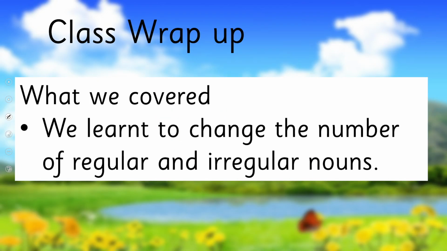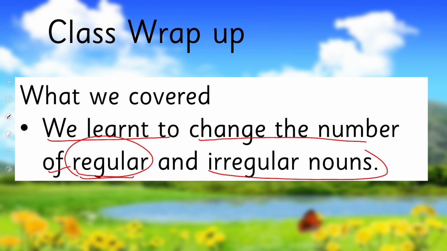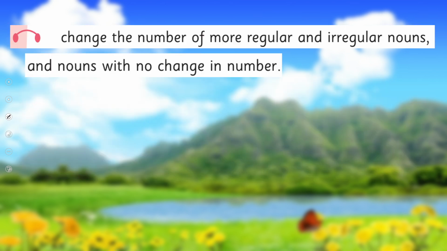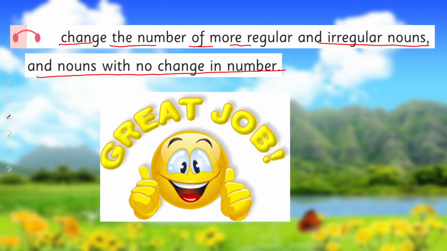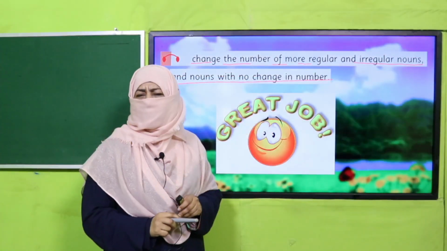So what we have learned, we learned to change the number of regular nouns, which we did yesterday, and irregular nouns. And in this way, we achieved our SLO, change the number of irregular nouns and nouns with no change in number. Yes, my dear children, are we done with it? Yes, and we thoroughly enjoyed doing it.